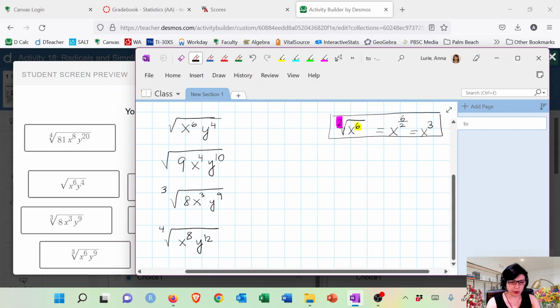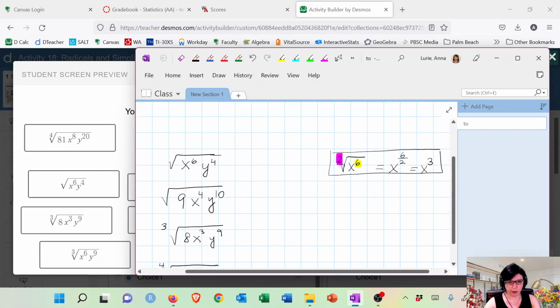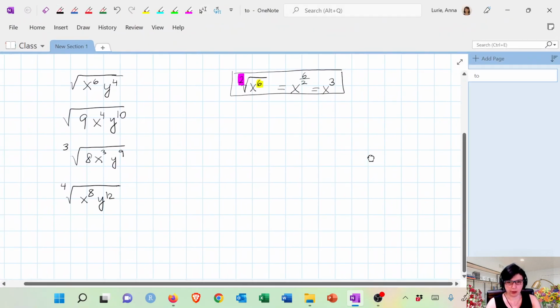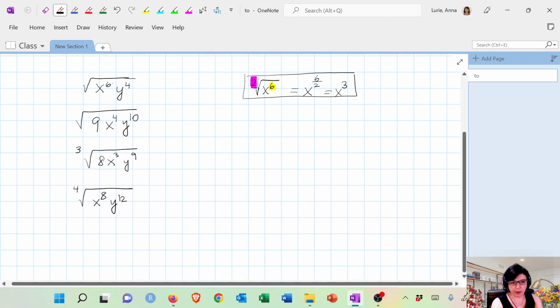So I'm going to do a few examples from this card sort. I try to vary them: some are square roots, some are cube roots, some are fourth roots, but it's the same idea. Okay, so let's try to simplify something like this.